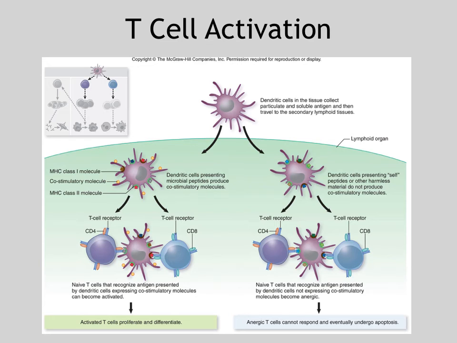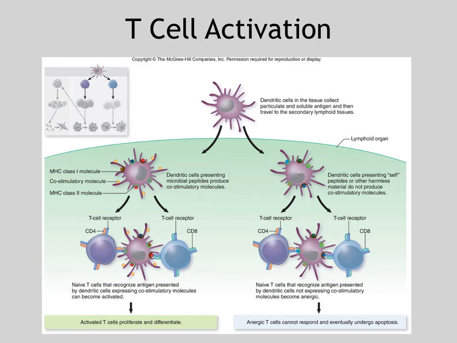Now, when T cells get activated, those pattern recognition receptors on antigen presenting cells are really important. Those pattern recognition receptors get activated during phagocytosis. When a dendritic cell presents its antigen to a T cell, that T cell will see those co-stimulatory molecules and know that it's something foreign.